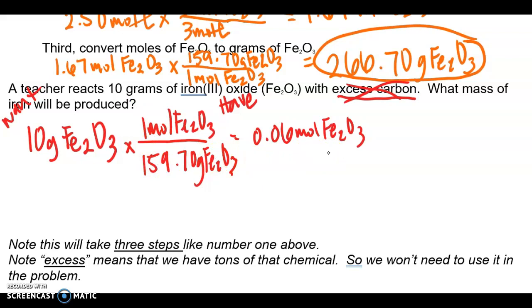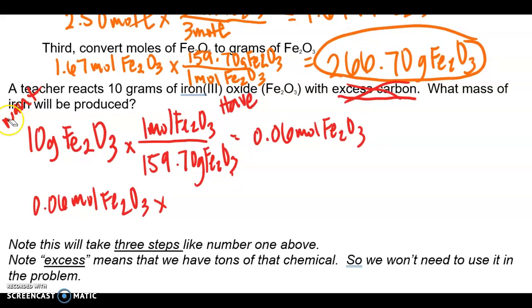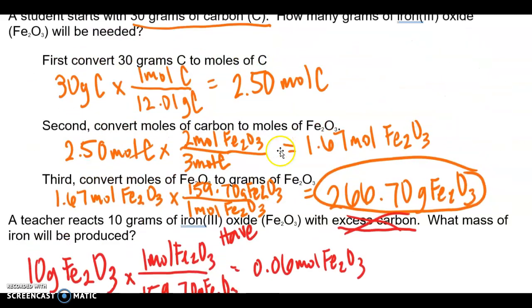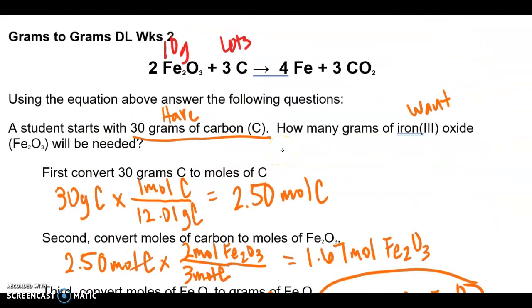So now what we're going to do is we have 0.06 moles Fe2O3. Now we need to get it into the other chemical, which is iron. So what we want over here, we want iron. Well, let's go up here. We have 10 grams of this. We want to know how many grams of this we have.